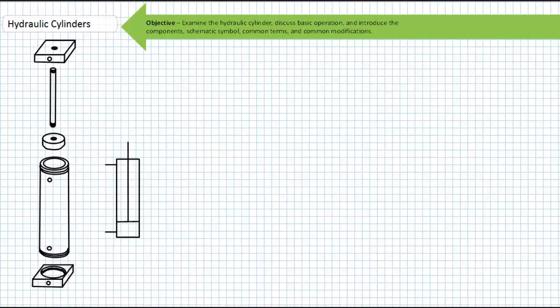I'm your instructor Jim Pytel, and today's topic of discussion is the most popular hydraulic actuator in the known universe, the hydraulic cylinder. Our objective today is to take a brief tour of the hydraulic cylinder and introduce you to how it works, the parts that make it work, the schematic symbol, and the terms we're going to be using over and over again for the fluid power lecture series. You may as well get used to them now because you're going to hear them a lot.